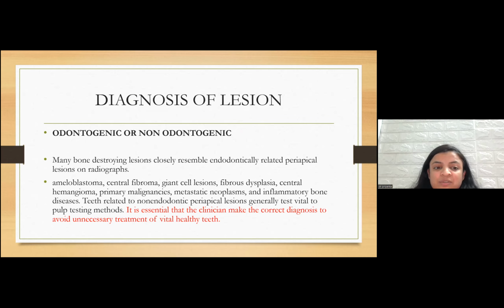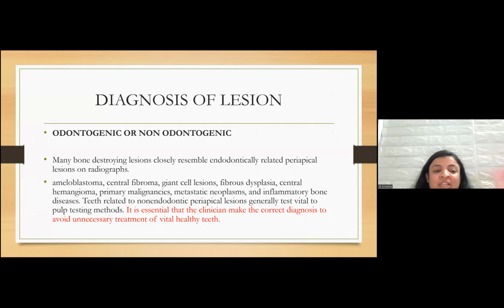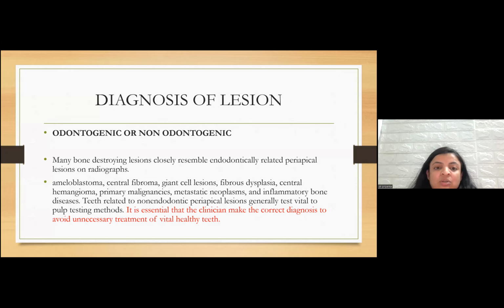There are mainly two types of lesion of the oral cavity: one is odontogenic and one is non-odontogenic. Many bone destroying lesions closely resemble the endodontically related periapical lesion on radiograph. It is essential for the clinician to make the correct diagnosis to avoid unnecessary treatment of vital healthy teeth. Lesions like ameloblastoma, central fibroma, and giant cell lesions look like an odontogenic periapical lesion, but they are actually not. So how do we diagnose it?